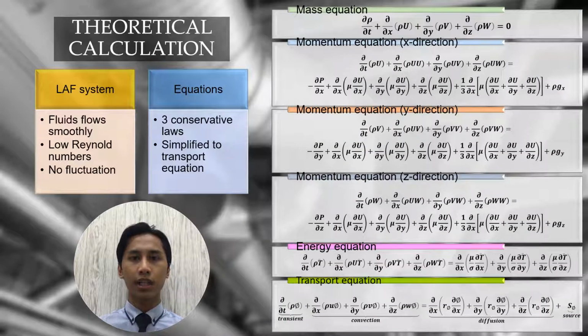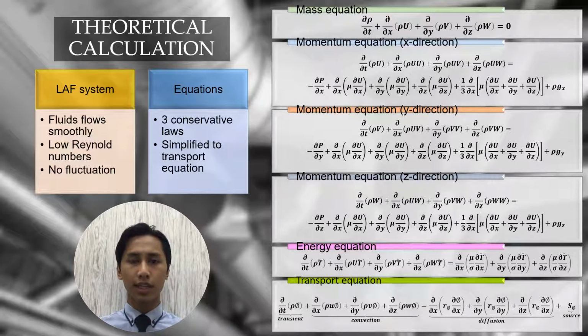In theoretical calculation, it is vital to acknowledge that this study uses a laminar airflow system, which means that the fluid flows smoothly and has a low Reynolds number. Hence, there is no fluctuation occurring in these models. There are three conservation laws, which are mass, momentum, and energy conservation, when using CFD software analysis. The equations for the three conservation laws are shown on the right side of the slide.